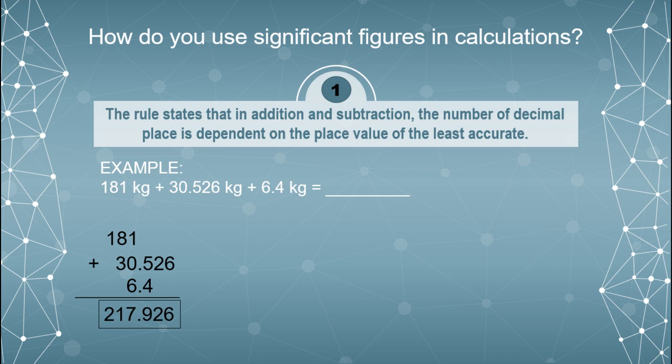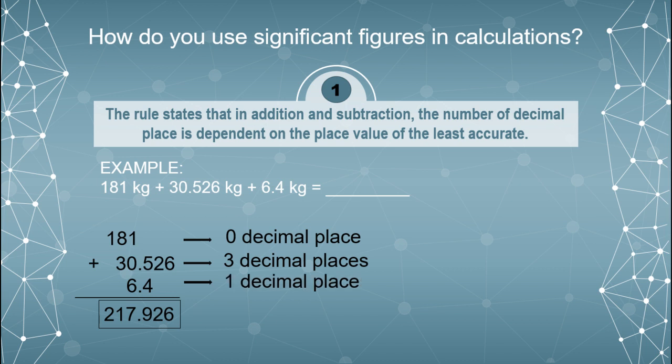Then, i-check na nato ang kada number, pila ang decimal. So, we have 0 decimal place for 181, then 30.526, naa tay 3 decimal places, and 6.4, 1 decimal place. So, again, the number of decimal places is dependent on the place value of the least accurate. So, atong i-round off to 0 decimal place, to whole number. Or, nahimo na siyang 218.